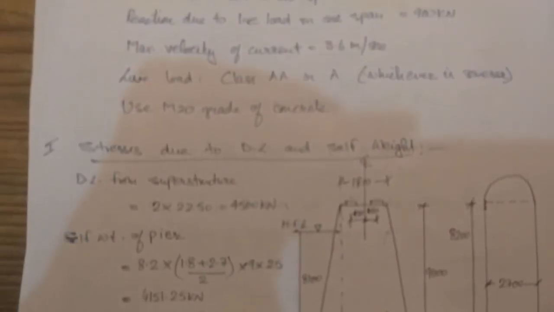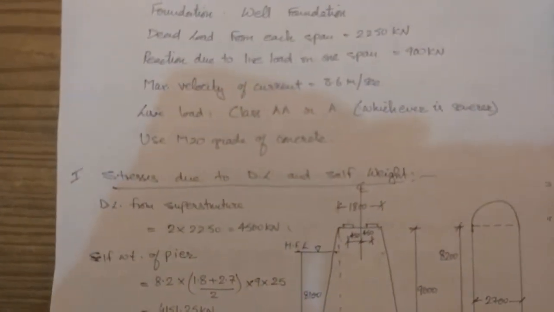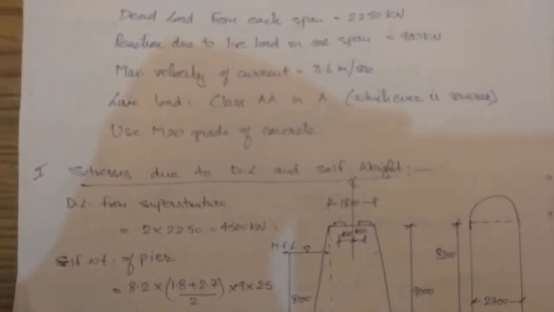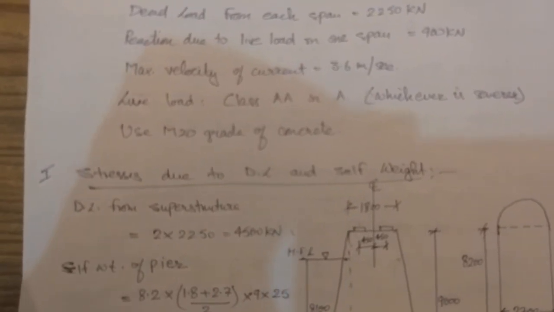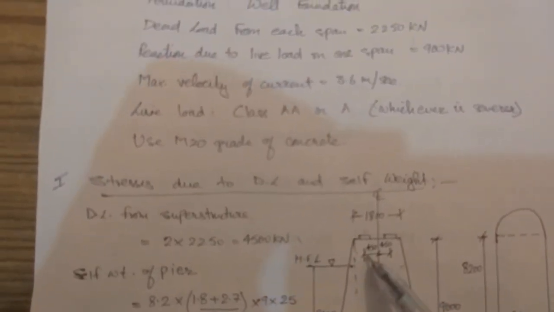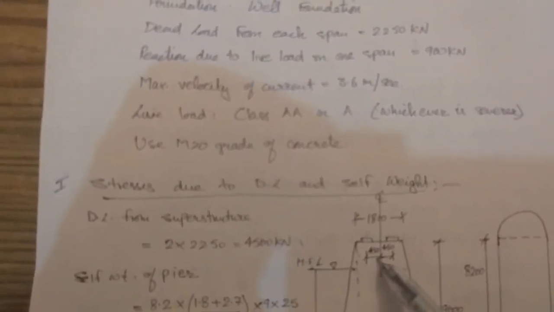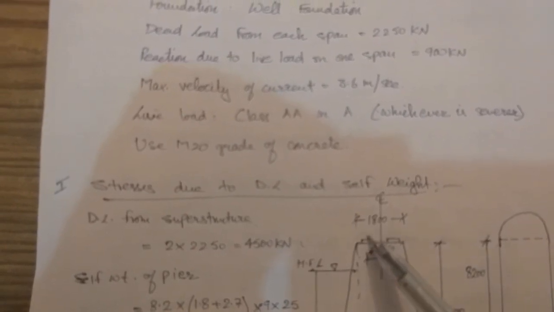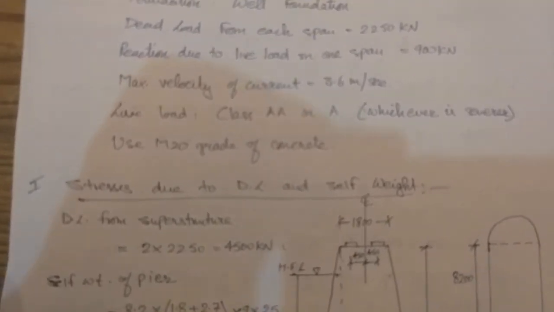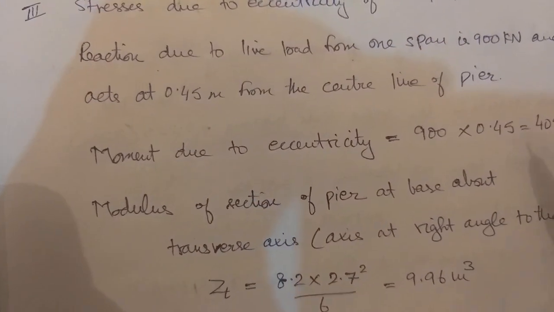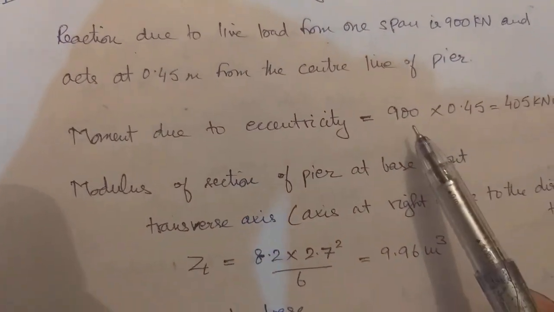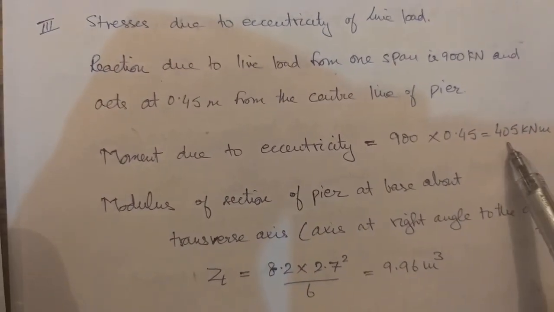This is not clear, let me focus. Yes, now you can see. I'll send you the PDF also for this, so you can go through that. So this is 450. The load is asymmetric over here. It has eccentricity 0.45. That is why we have taken it for the live load. The moment is 900 into 0.45, that gives me 405 kilonewton meters.